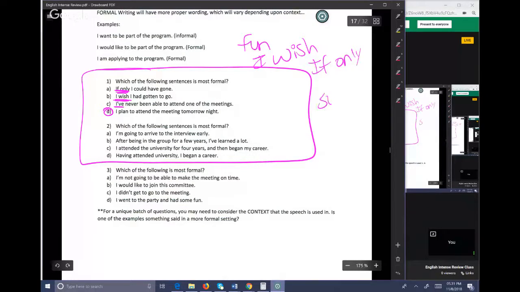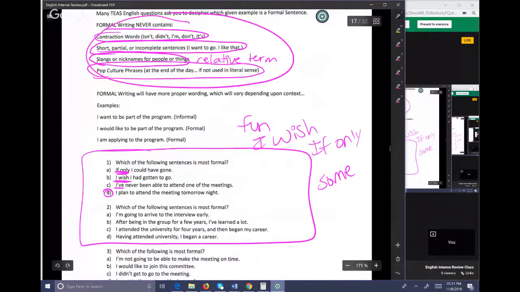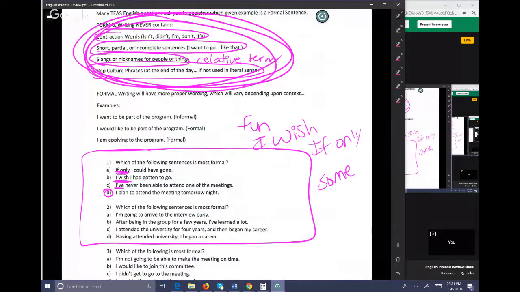You'll notice the word "some" as we're moving forward into our next batch of examples. The word "some" can often have an informal kind of effect to it. And there's lots of others, so you can't memorize these. Again, there's not a way to just know this. The things that you can memorize are these. Those will get you through 99% of the formal versus informal language questions.